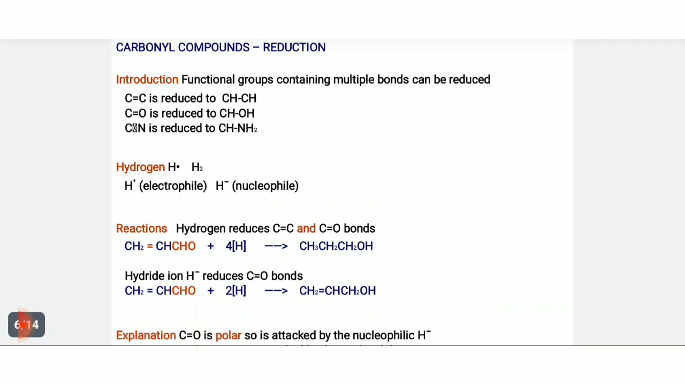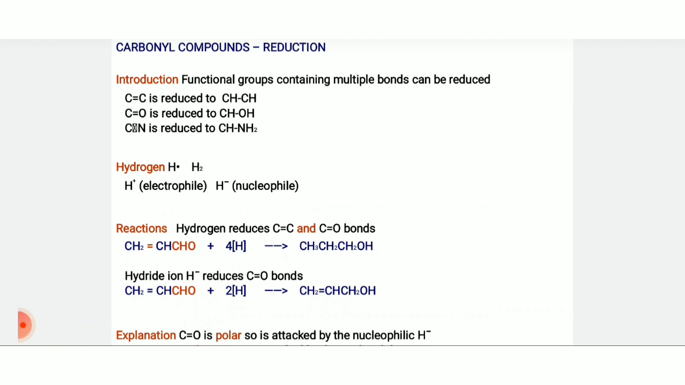Carbonyl compounds reduction. Functional groups containing multiple bonds can be reduced. A carbon-carbon double bond is reduced to a carbon-carbon single bond. A carbonyl bond is reduced to alcohol. A nitrile bond is reduced to amine. The sources of hydrogen donor: hydrogen free radical, hydrogen molecule, hydrogen electrophile such as protium ion, and hydride as a nucleophile. In hydrogenation reactions, hydrogen reduces carbon-carbon double bonds as well as carbonyl bonds.